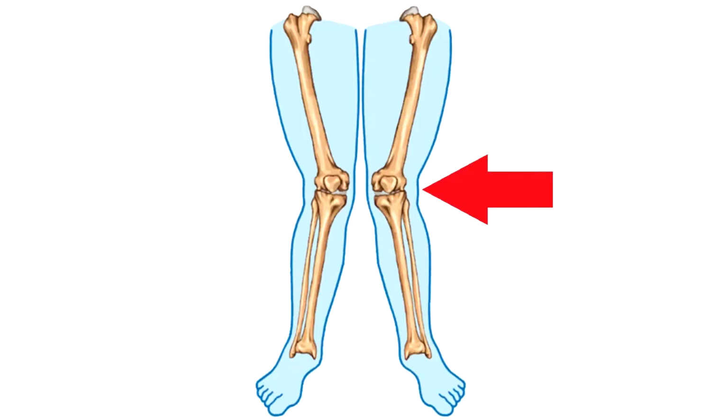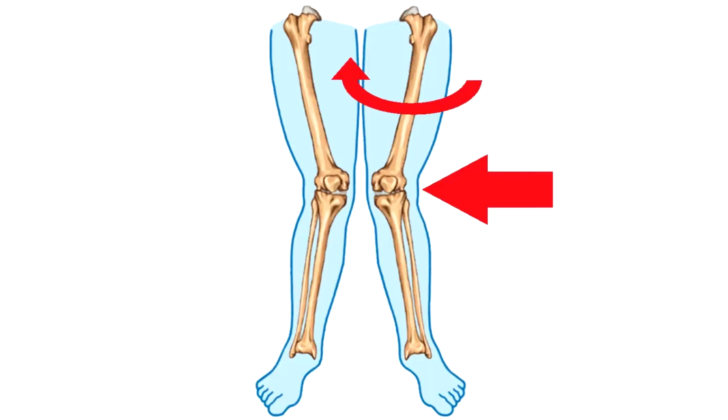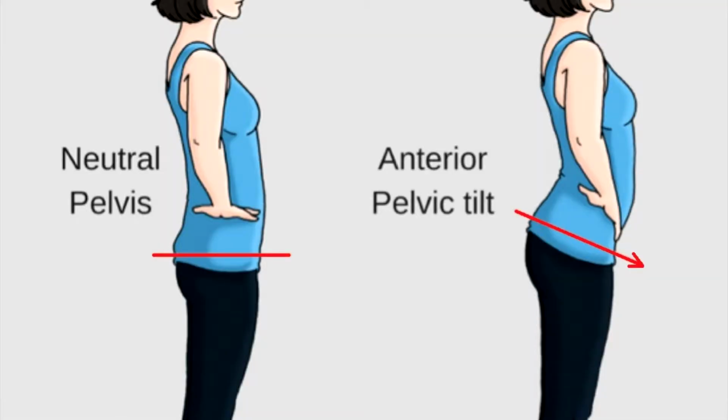Then what's going to happen from there is you are going to develop a valgus force at the knees. If it gets really severe, you could think of this as the knock knee position, but basically your patellas or your knees are going to move toward the midline once again. This is going to be coupled with medial rotation of the femur or your thigh bones moving in toward the inside, which is going to be coupled with anteversion of the pelvis or an anterior pelvic tilt. So your pelvis is going to be tilted forward.